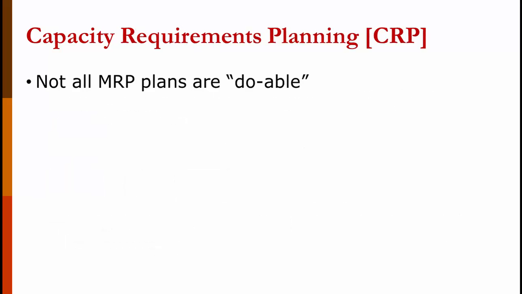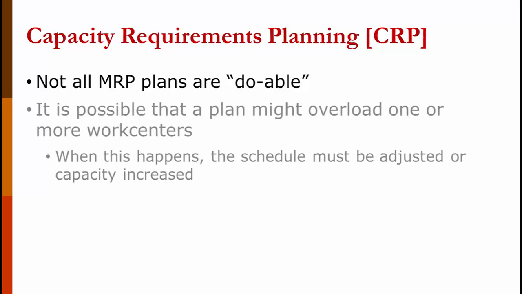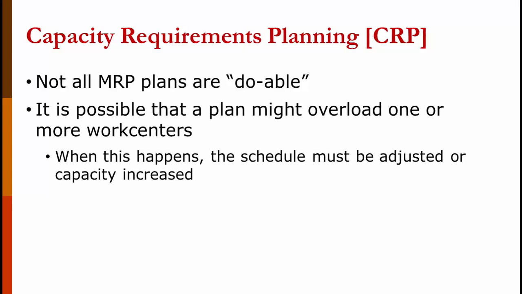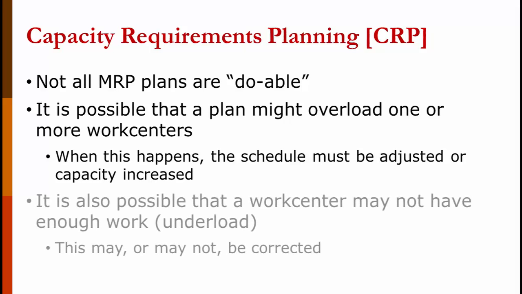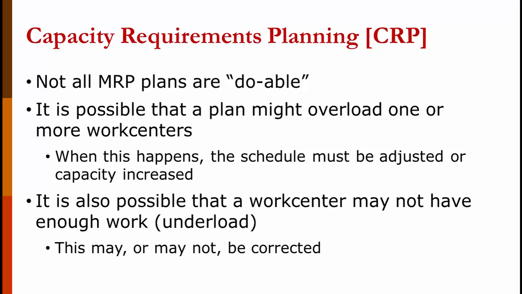We need capacity requirements planning because not all MRP plans are doable. That is, you may not have the capacity at certain work centers to complete the plan. So it's certainly possible that a plan might overload one or more work centers without overloading the entire factory. But if even one work center can't meet the plan, then the plan is not doable. So when you have overworked work centers, you have to redo the plan, or you have to adjust the capacity at that work center. It's also possible that a work center may not have enough work. We call that being underloaded. We may try to correct this, or we may simply use those workers somewhere else.